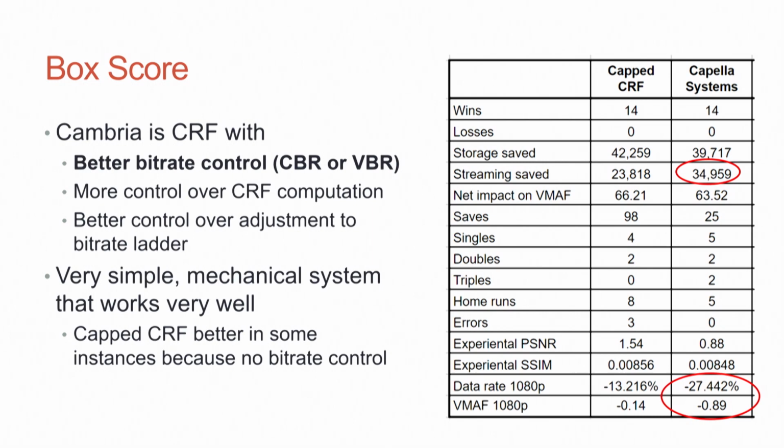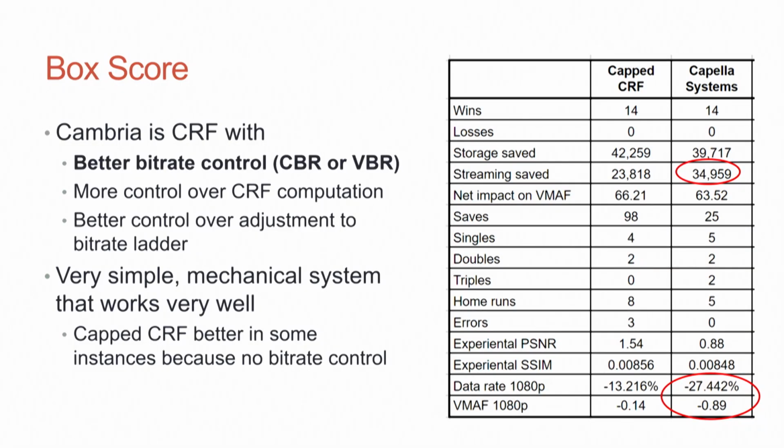And here's the overall score for Capella Systems Cambria encoder. The streaming save was 34, a lot more than CapCRF. The thing that was particularly impressive is we got a 27% reduction in our 1080p clip with a VMAF reduction of only 0.89. So we know it's 6 points to be noticeable. We saw only 0.89 reduction.